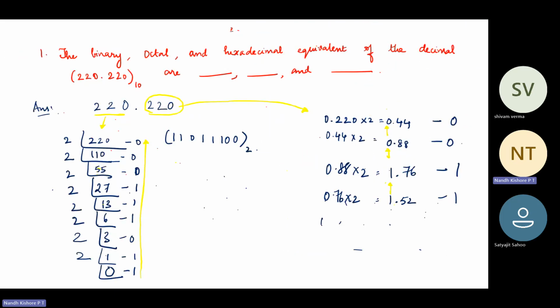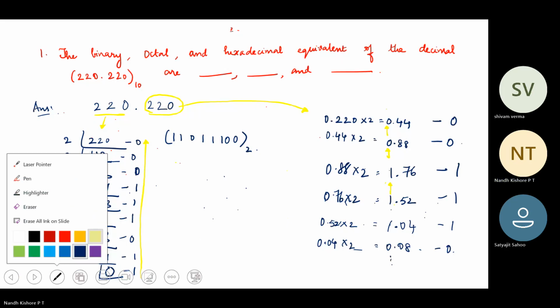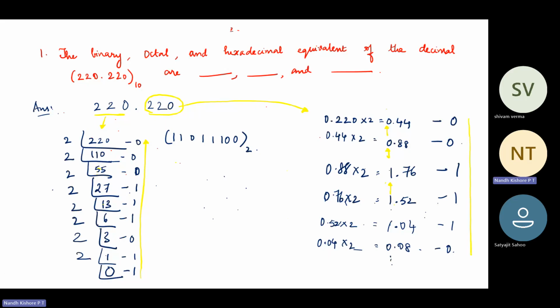Okay. And again, 0.52 into 2, it's going to be 1.04, which means again it's a 1. And then what happens? 0.04 into 2, it's going to be 0.08, which means it's a 0, and so on. So what you see over here, you have to read it this way. That is 0, 0, 1, 1, 1, 1, and then so on.